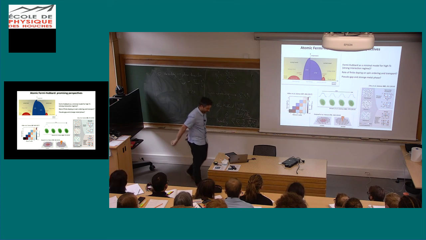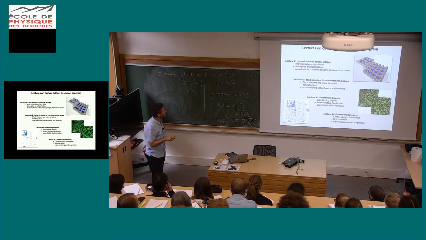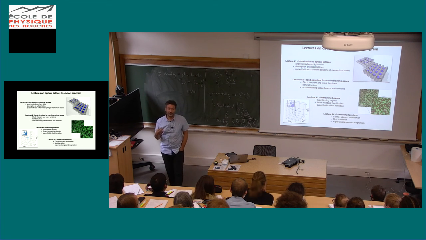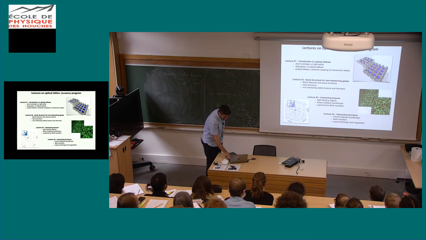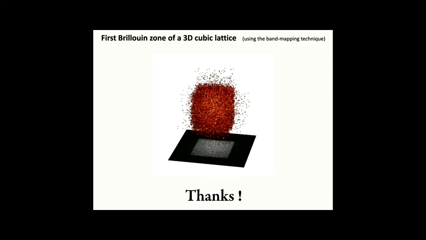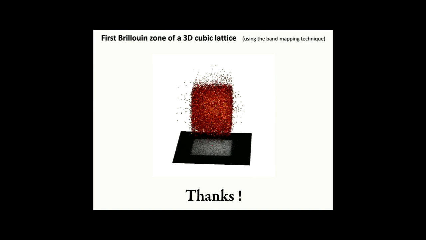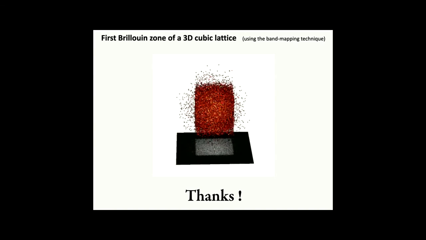No other questions? Okay, so this is what we have been discussing together: a bit of optical lattices, band structure, interacting bosons, and slightly touching on interacting fermions and how magnetism can come up in the Fermi-Hubbard model. If you have no further questions, I wanted to leave you with this picture. We've talked about the first Brillouin zone. This is the three-dimensional version that you can measure with a three-dimensional detector using the band mapping technique that we have discussed together. And with that, I thank you for your attention.